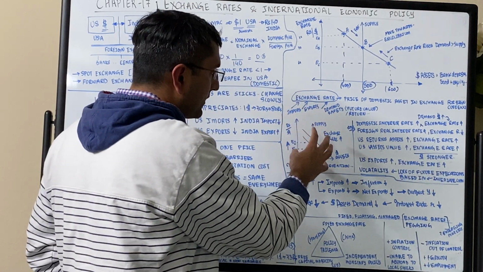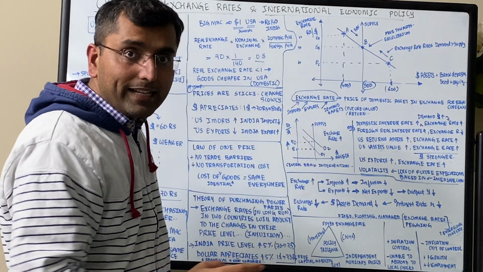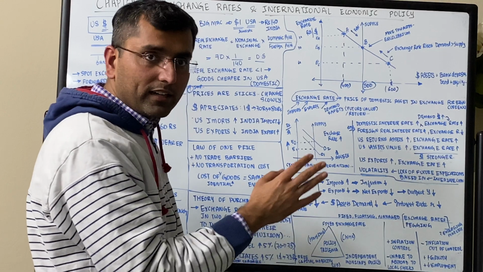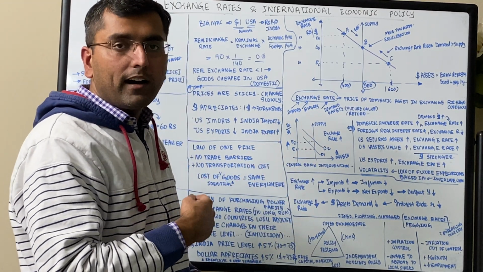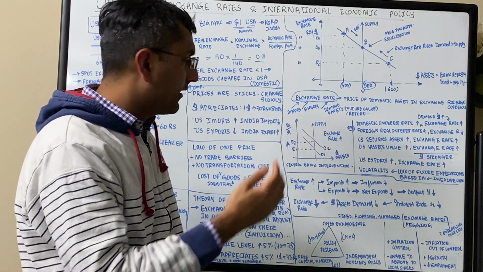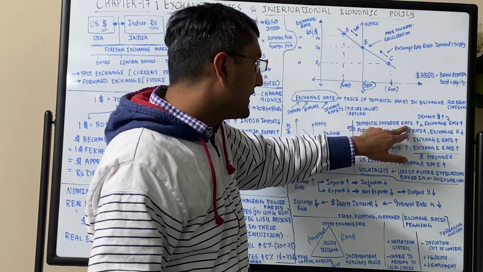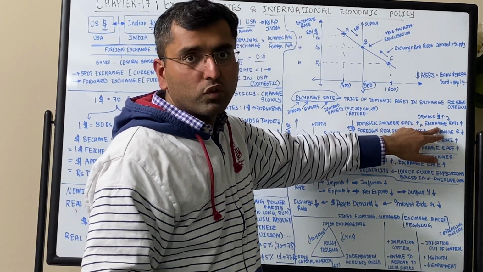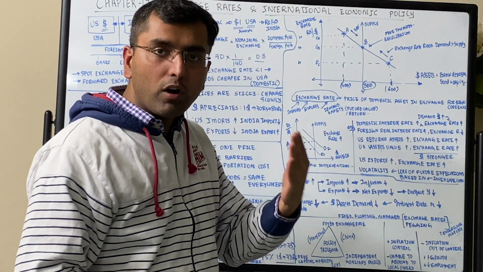And the central banks have a huge impact. When they increase the interest rate, all they're saying to the world is, hey, give me dollars, I will give you more return because my interest rate is higher. So when the domestic interest rate goes up, my exchange rate goes up. Why? Because the demand for dollar will go up.